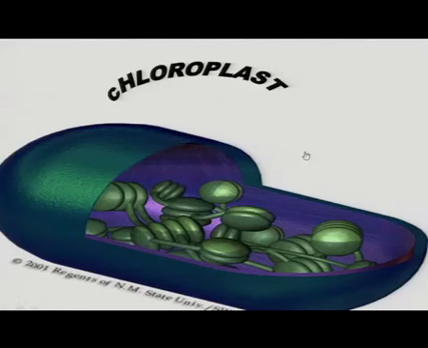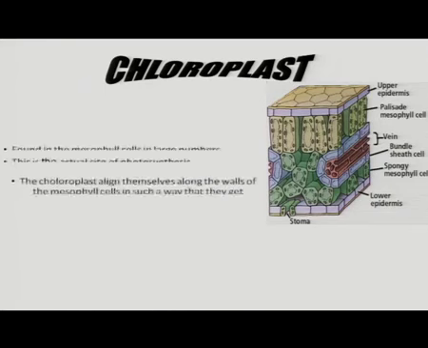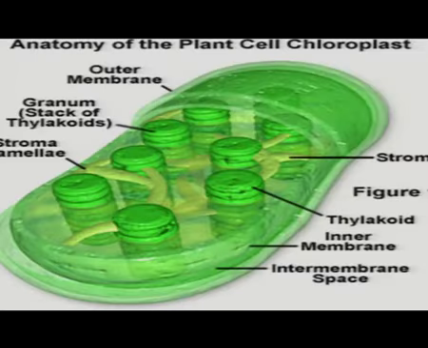This is the chloroplast structure. This is the well developed chloroplast structure. This is the stack, that is called granum. The one is called thylakoid. This is the outer membrane, the inner membrane, the inner membranal space. In thylakoid, all the enzymes are present for photosynthesis, for the light reaction. In stroma, the dark reaction takes place.